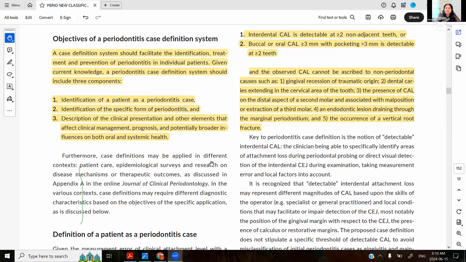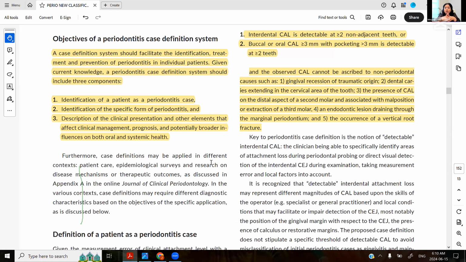So now the case definition system should facilitate the identification, treatment, and prevention of periodontitis in individual patients. It totally sums up the first sentence. See this? Identification. How do you identify with the information gathering cluster? Treatment. How would you decide treatment with the diagnosis cluster? Then you decide the treatment plan, and for the prevention, you apply the health promotion and professionalism. Absolutely summed up, right? So you know that this article and classification alone equips you for all the 4 clusters of perio questions in the exam.